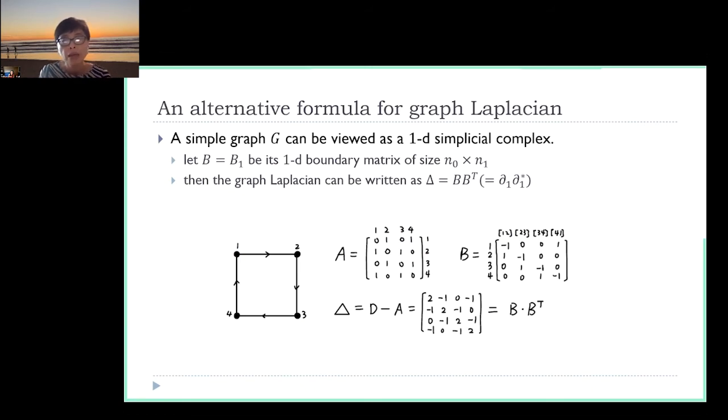Now, if we take the one-dimensional boundary operator, let's take the boundary matrix B. This is an n0 times n1 matrix, where n0 is the number of vertices and n1 is the number of edges. Then it turns out that you can rewrite the graph Laplacian simply as the multiplication of B and B transpose. Intuitively, I'm composing the boundary operator with the dual of the boundary operator. This topological view now allows us to also extend the graph Laplacian to high-dimensional simplicial complexes.